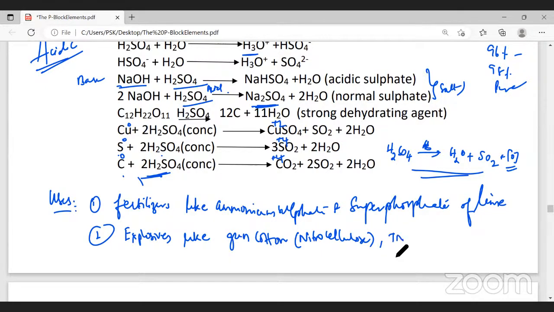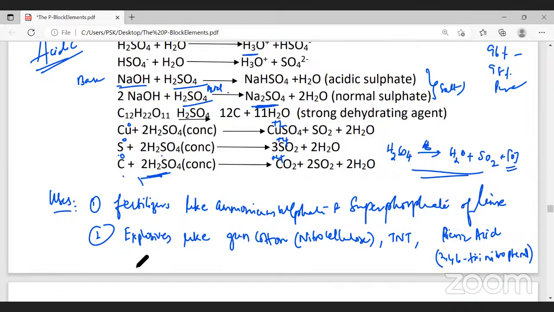Preparation of trinitrotoluene, TNT, and it is used in the manufacturing of picric acid. What is the IUPAC name of picric acid? It is 2,4,6-trinitrophenol. So all these are explosives. Sulfuric acid is used in the preparation of explosives.